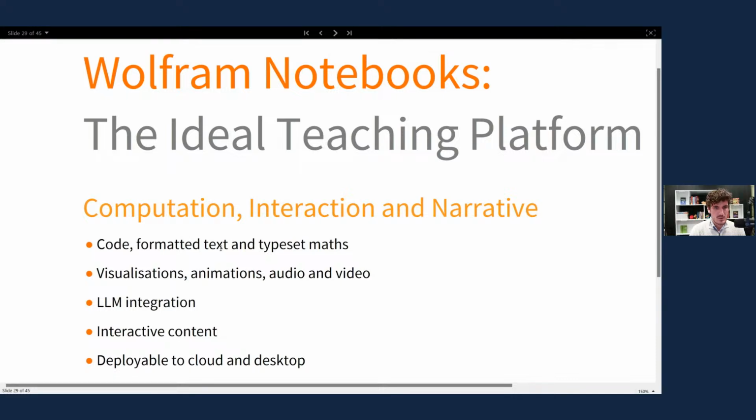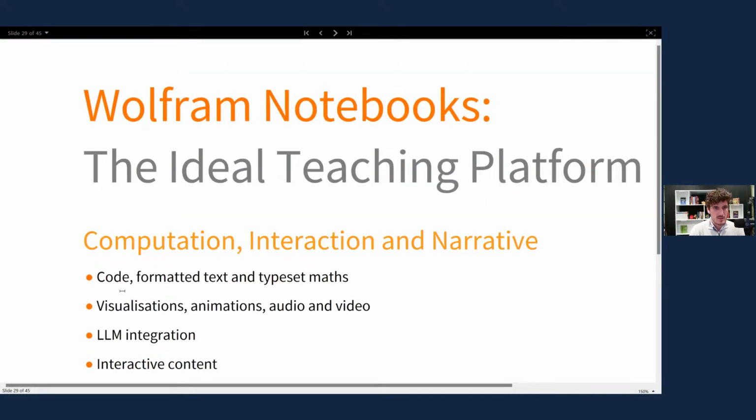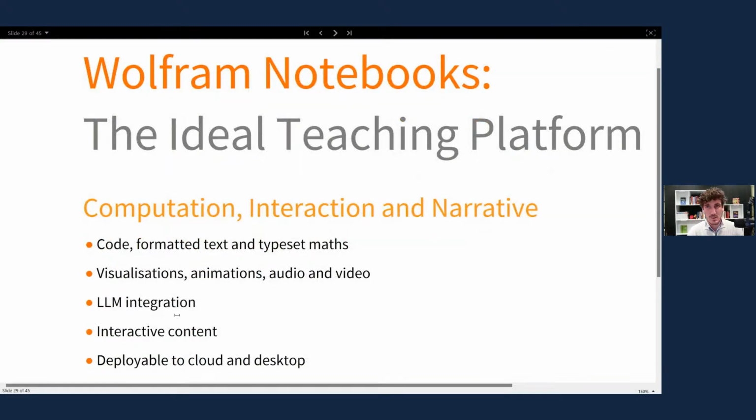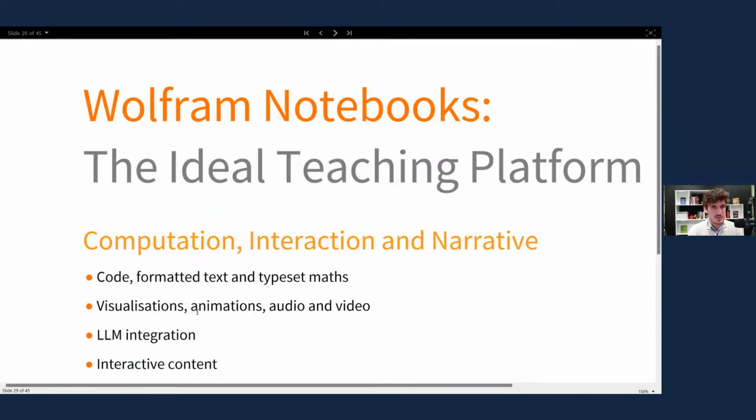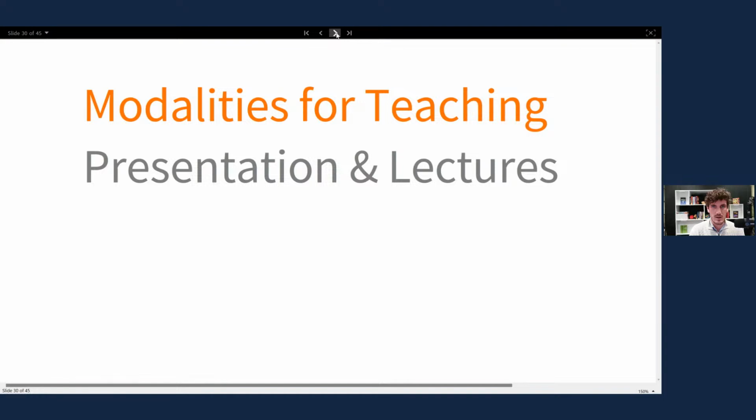We've talked about these. We have a large language model integration, which I will show a little bit of. These are all reasons why we think that Wolfram notebooks are the ideal teaching platform. And then we'll talk about different modalities for teaching now.